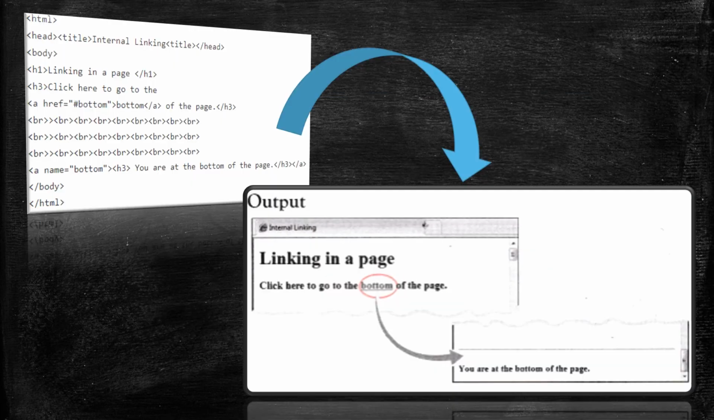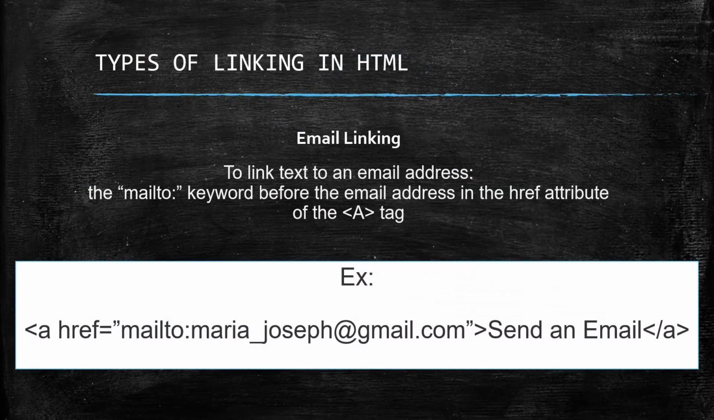Finally, we have come to the third type of linking in HTML, which is email linking. In email linking, we use the mailto keyword before the email address in the href attribute of the anchor tag. We can use this linking in order to quickly send an email to a specific email address.